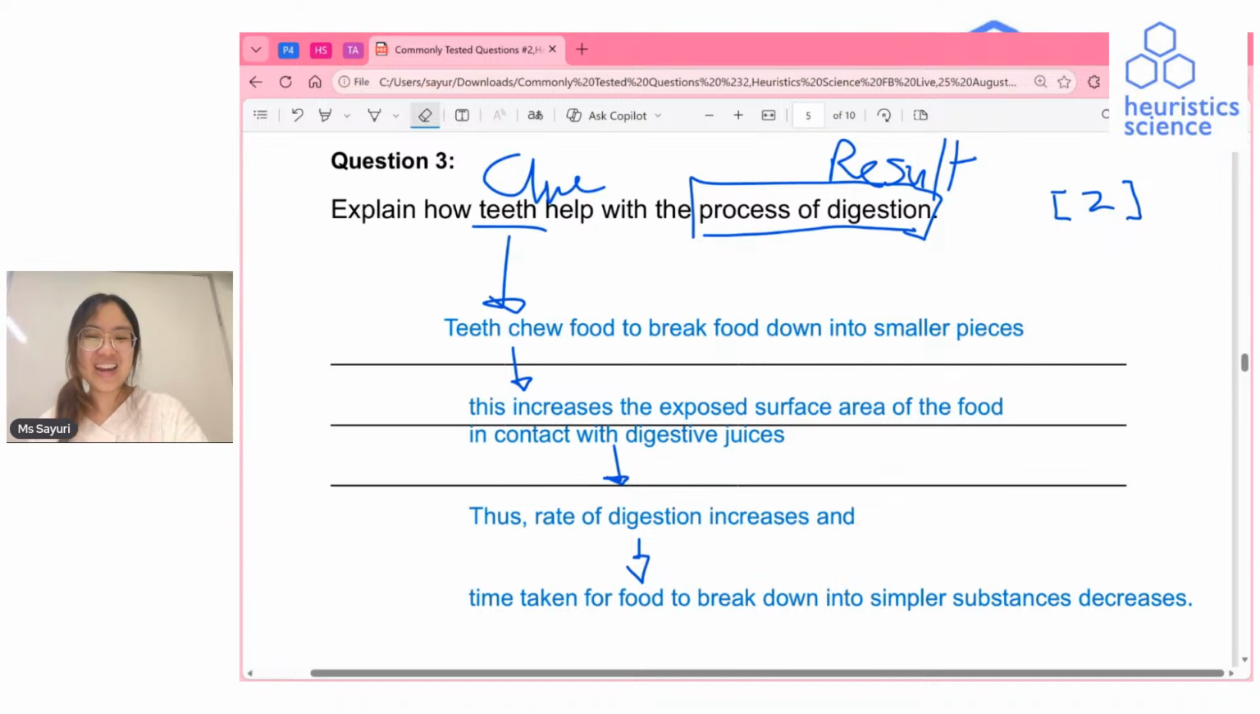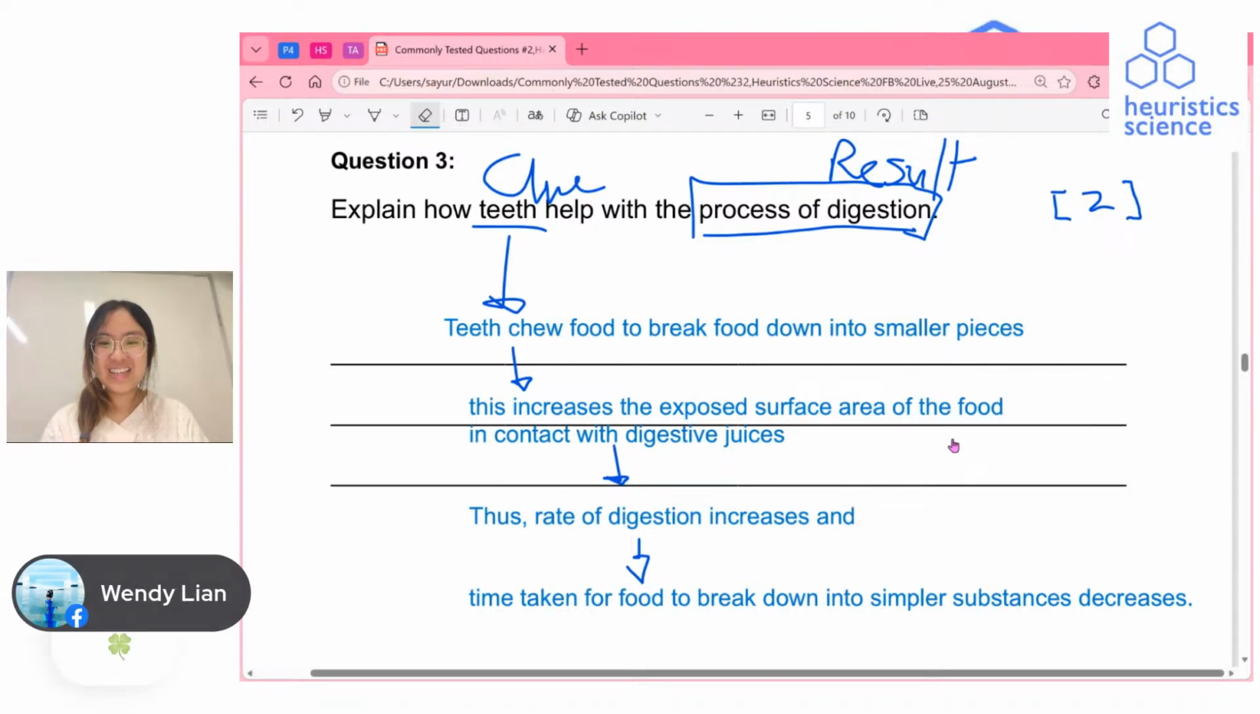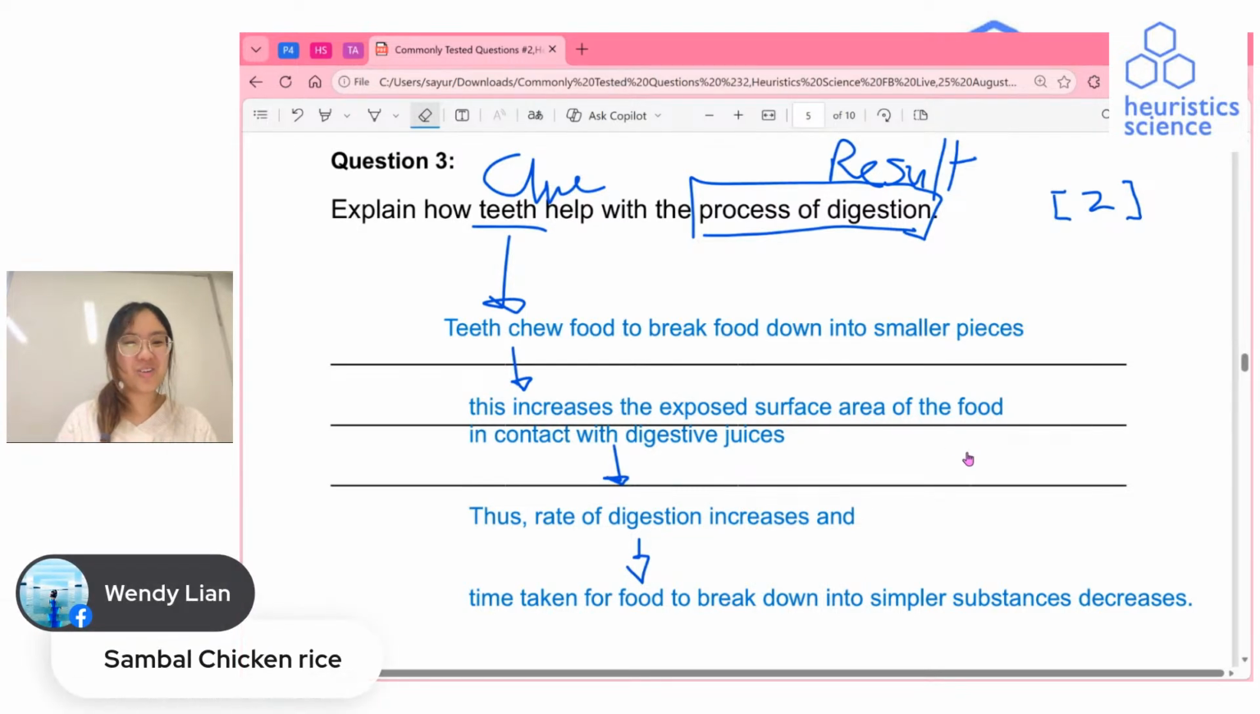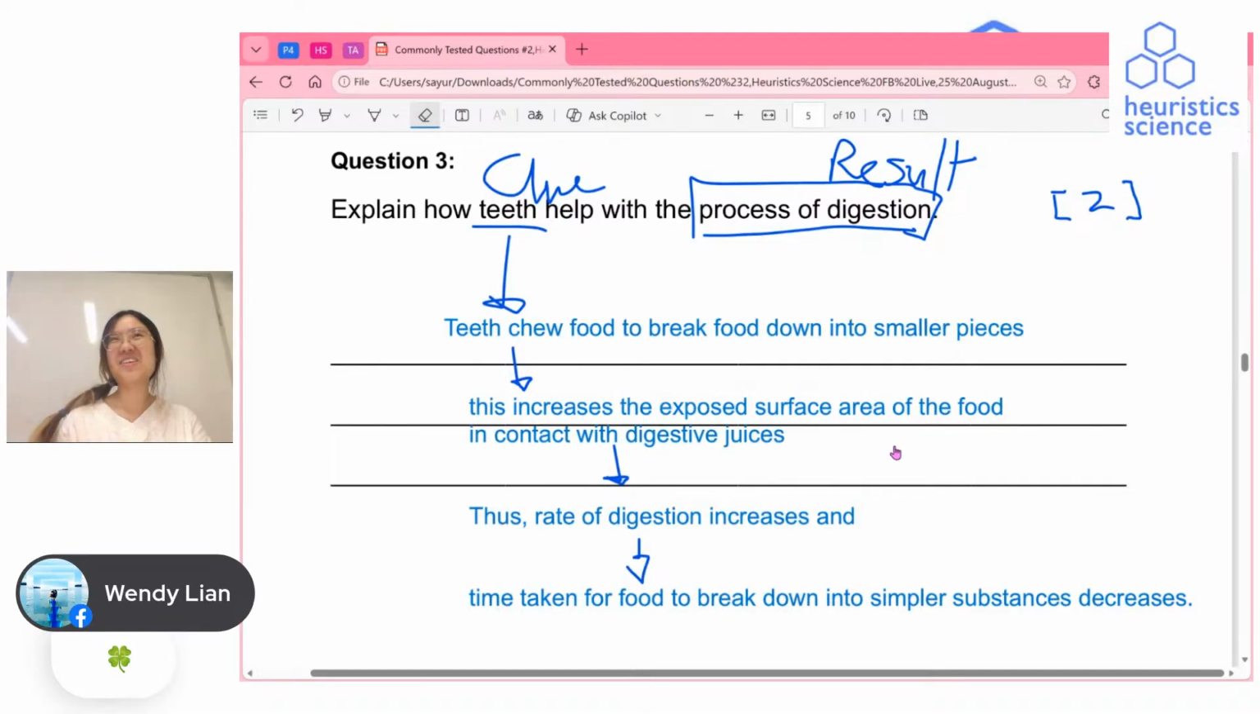Okay, alright, so yes, sambal chicken rice. Now you're making me very hungry. I just had a light dinner. Maybe I'm gonna eat something again later. Hey, but my digestive system has already digested my early dinner. I already broke down my early dinner into simpler substances.